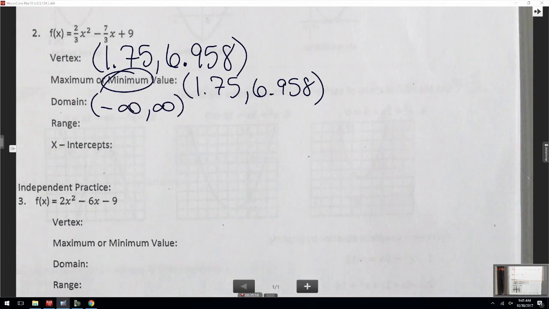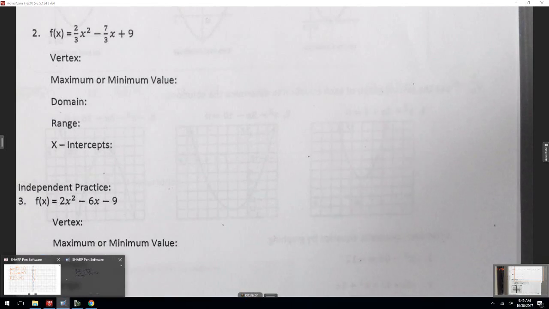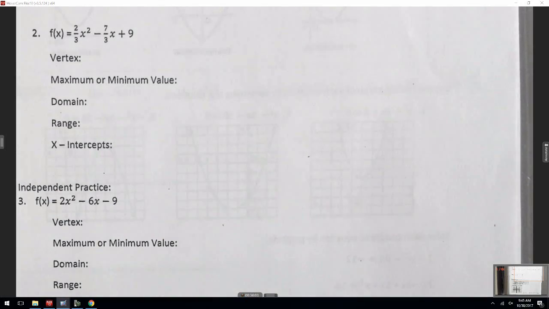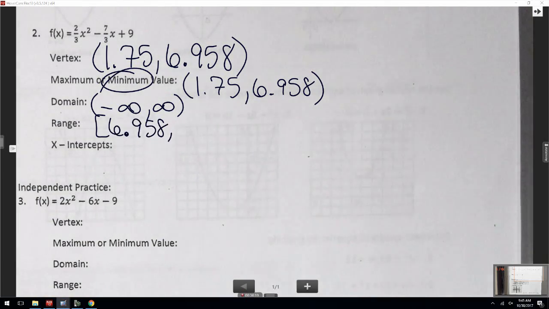All right, what about your range? Where's the bottom starting at? No, it's not going down. It's negative infinity. It stops somewhere at the bottom. Looks like it's your graph. How do you get to another one? Not positive 7. What's that value? 6.958. Very good. It's always where, guys? The y of your vertex. There you go. And then where's it going up to? Positive infinity. Everybody with me?